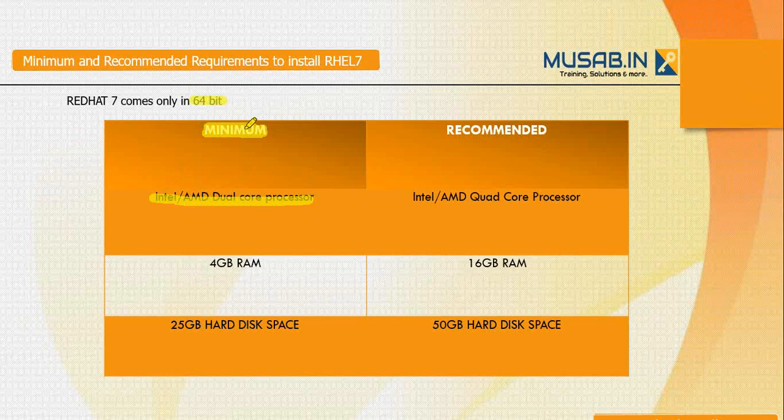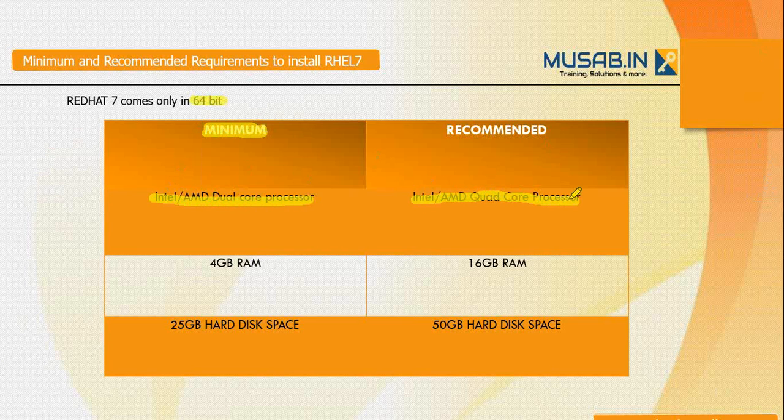Whereas the recommended one says that you should have at least Intel or AMD quad-core processor. So quad-core processor is a 4-core processor in which you would be having a single processor physically, but logically it would be divided into 4. That means at a time it can take up 4 tasks for you parallelly. So there the performance would definitely be very high.